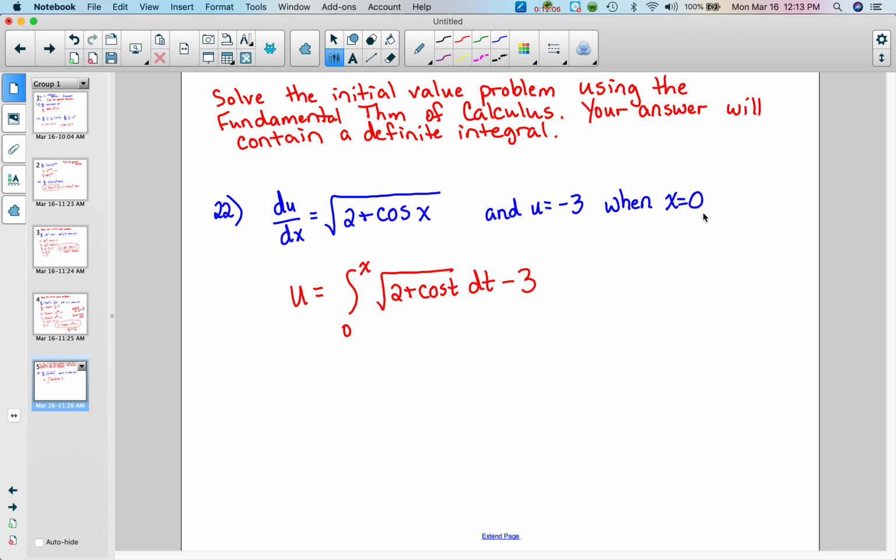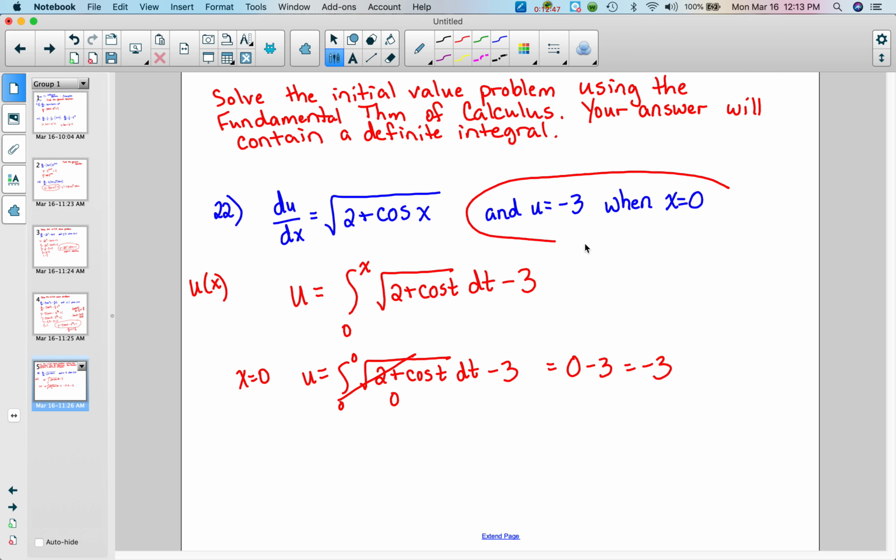And then when x equals 0, watch what happens if I evaluate. I could think of this as u of x, using this notation. If I evaluate when x equals 0, I'm going to get u equals the integral from 0 to 0 of the square root of 2 plus cosine t dt, minus 3. But remember, when the limits of integration match, this whole integral goes to 0. So I get 0 minus 3, which is negative 3. So then I've just satisfied this condition right here. So you can see that it works.